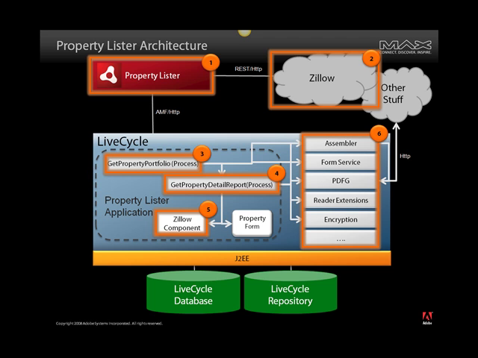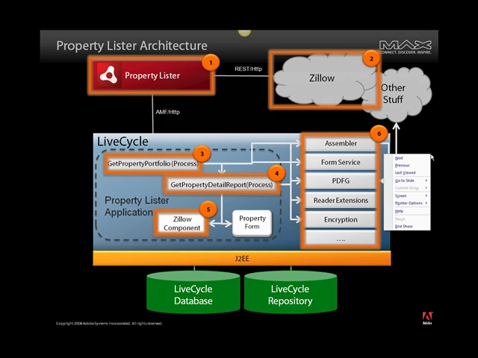We already talked about Assembler. Form Service takes data and merges it with form templates built in Adobe Designer to generate forms. PDFG enables Assembler through document conversion. Reader Extensions is used to add functionality, as we'll see, commenting functionality, to the free Adobe Reader. And then we also have encryption capabilities to password-based encrypt or public key certificate encrypt documents. And this is all running on top of the J2EE platform. Now, let's jump over and take a look at the actual application.